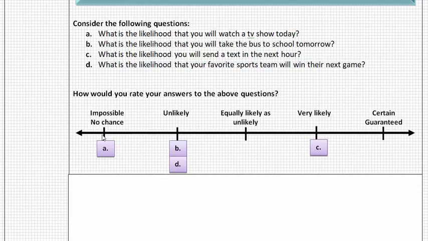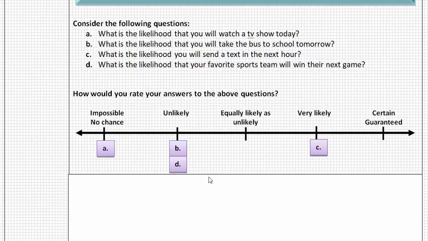I've already talked about my TV, so let's take a look at question B. What is the likelihood that I will take the bus to school tomorrow? For me, I rated that as unlikely. I normally drive to school, but there's always the possibility that something happens to my car and I need to take the bus, so I'm going to put it at unlikely. The likelihood that I will send a text in the next hour, for me, is very likely. I oftentimes use that to communicate with my friends and family, so it's pretty likely. I don't think it's guaranteed, but it's very likely.